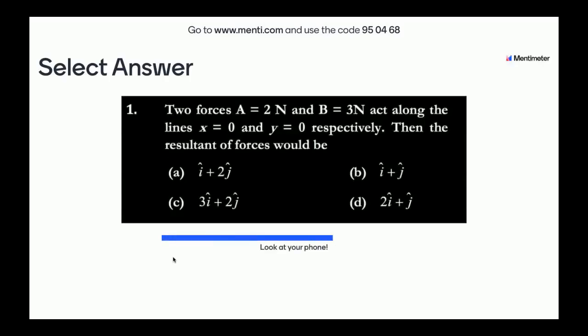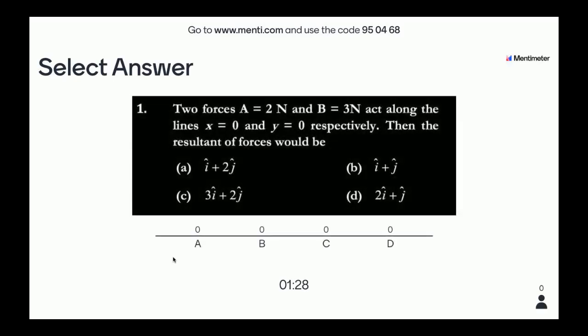Two forces A, 2 Newton, and B, 3 Newton, are acting along the lines x equal to 0 and y equal to 0 respectively. Then the resultant of the force would be: 1, 2; 1, 1; 3, 2; 2, 1. So there is a slight hint. If you just try to match the question and the options, you will get it correct.